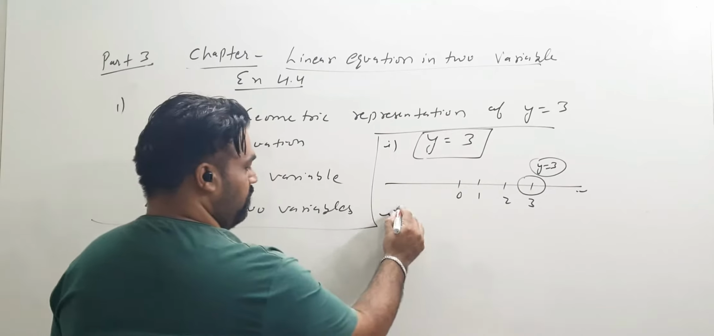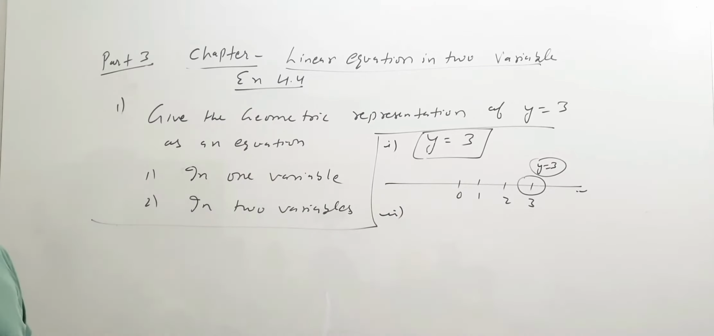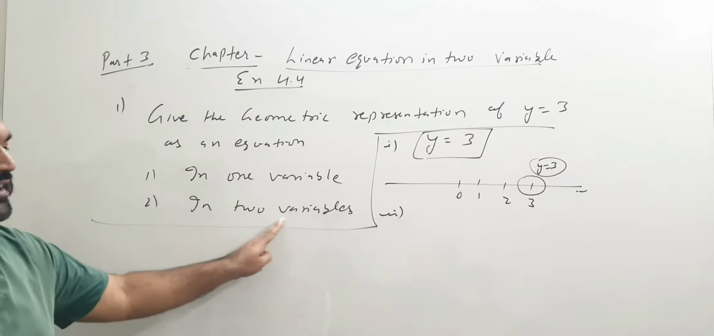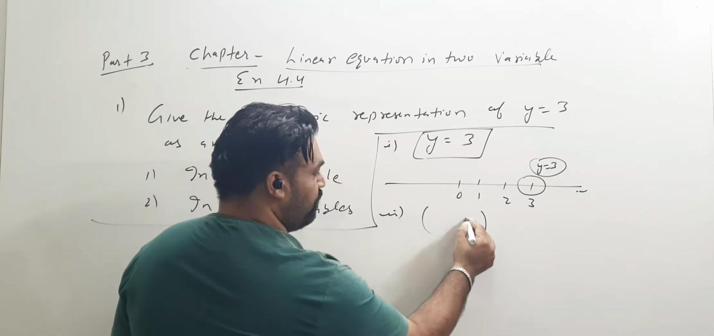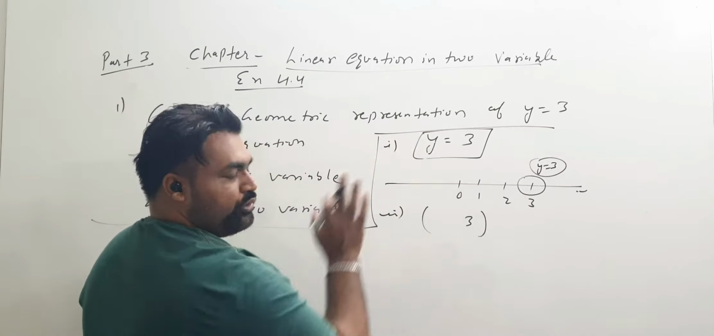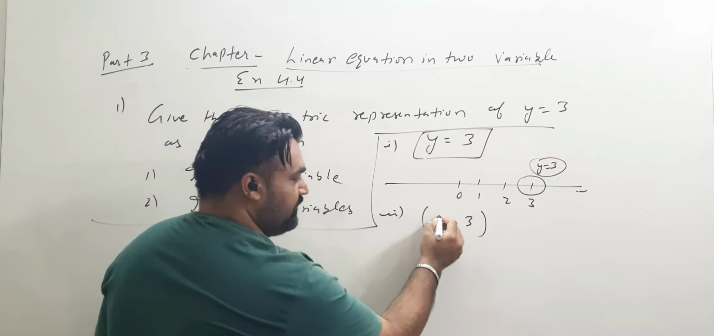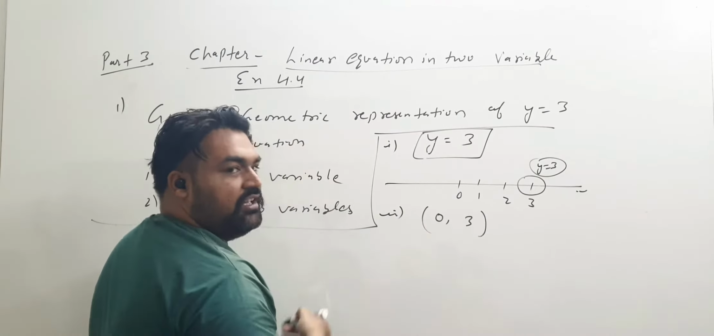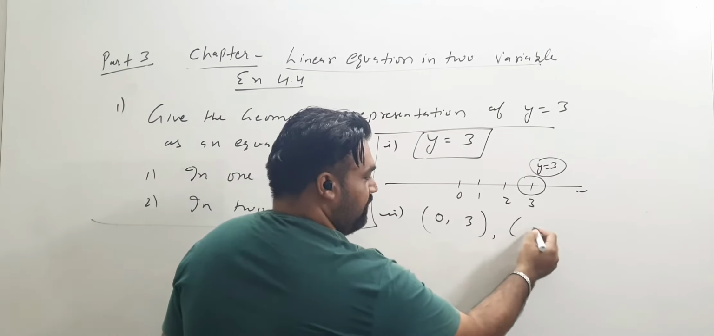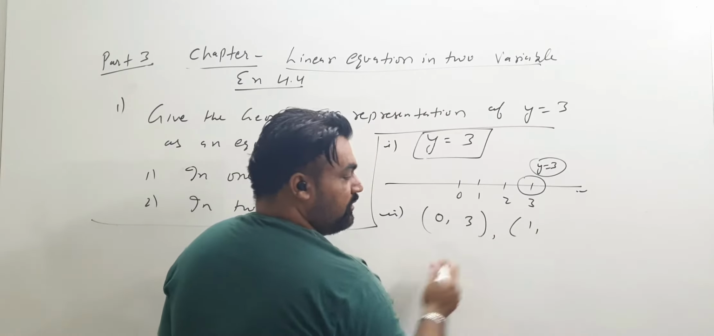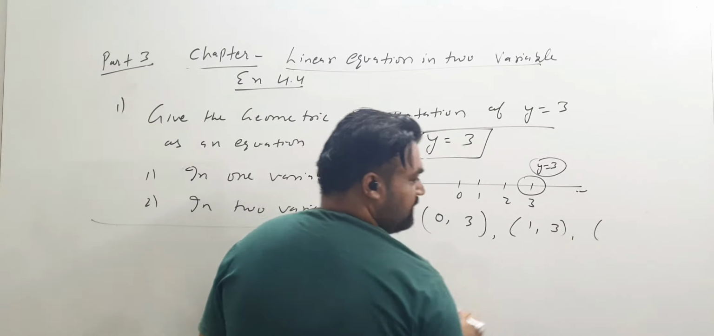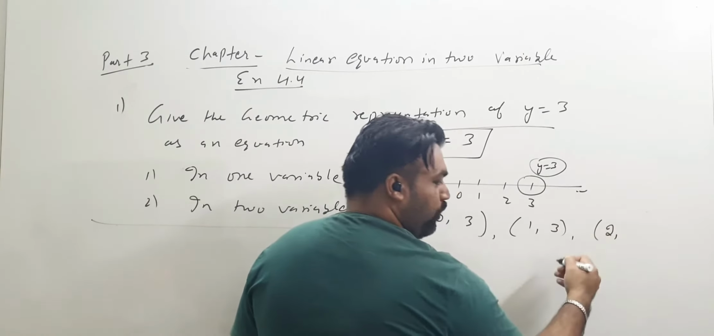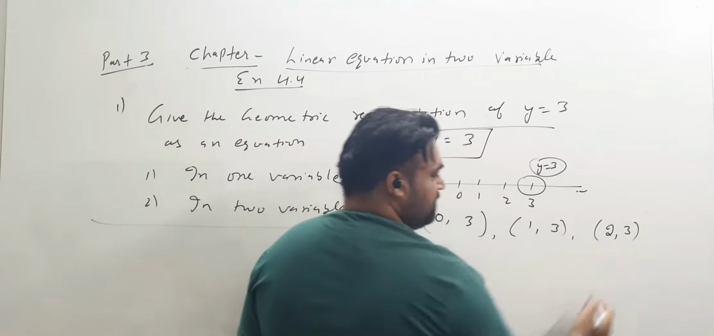Now we have to represent the geometric representation in two variables. Two variables means the value of y is given, that is 3. In the question the value of y is given. So we suppose the value of x is 0. Again we suppose the value of x is 1 but the value of y is same, that is 3. Again we suppose the value of x is 2, the value of y is 3.